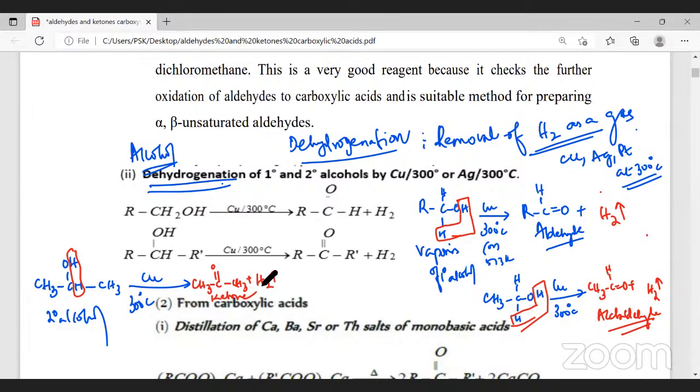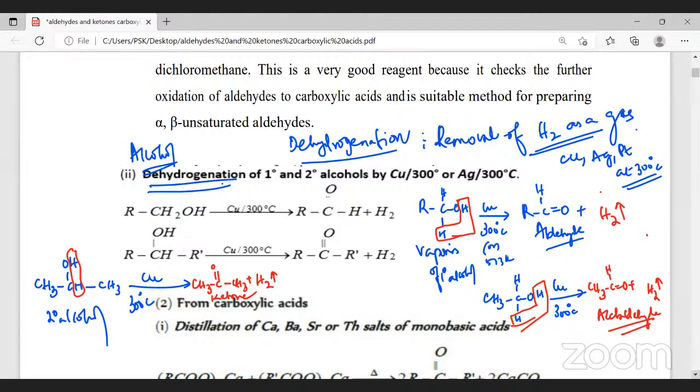Many examples can be given for dehydrogenation, but you should know simple examples like this. Primary alcohol on dehydrogenation gives aldehydes. Secondary alcohol on dehydrogenation gives a ketone. All right.